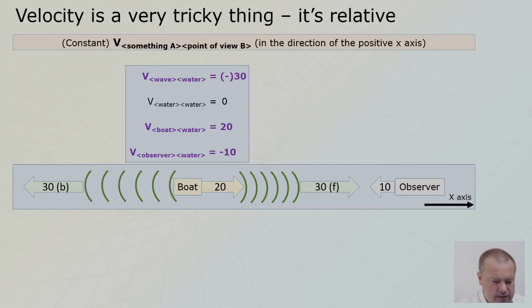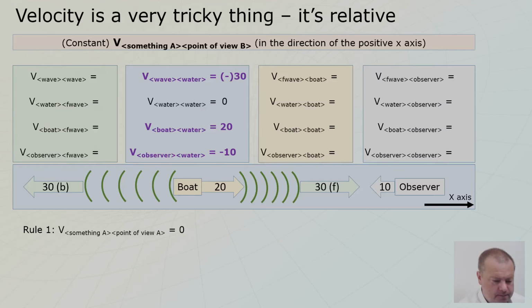And now comes the exercise. Let's introduce some rules. So here I say, the velocity of something A from the point of view of A is always 0, I just said. And now this is the exercise. You have to do this. You have to pause the clip and you have to try to fill in the blanks.